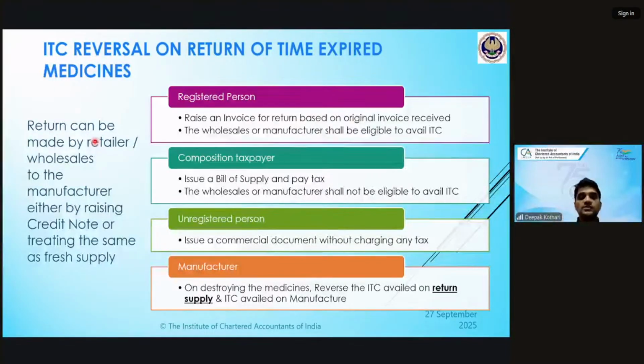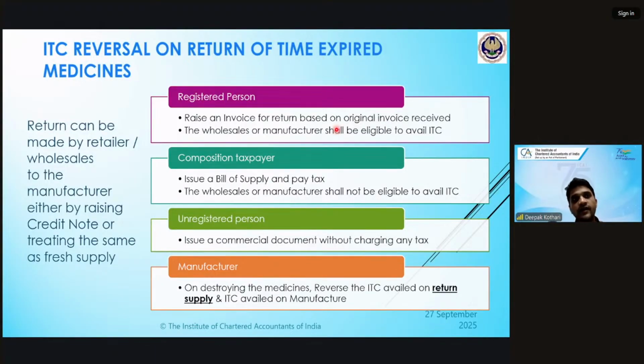Now, the last person, the pharmacy person from whom you buy the medicines, has the goods lying with him. How will he return the goods? He will raise an invoice for this return based on the original invoice received. So instead of selling to a customer, he will sell again to the wholesaler. So he will raise an invoice, he will definitely get the credit, and on this invoice the wholesaler, or if he is raising an invoice on the manufacturer, they can claim the credit. Clear?